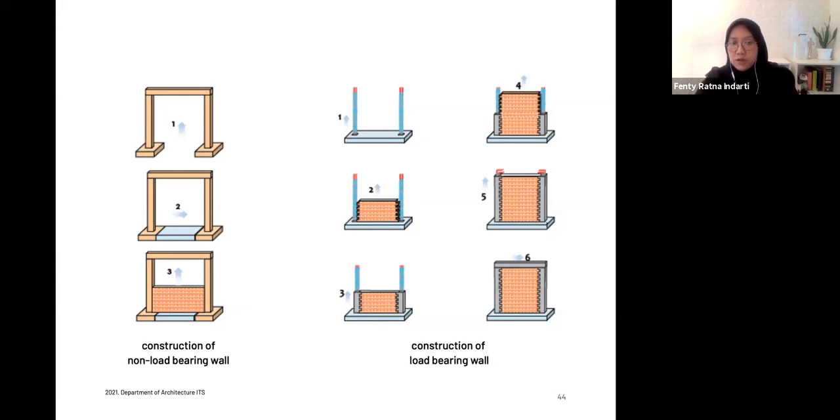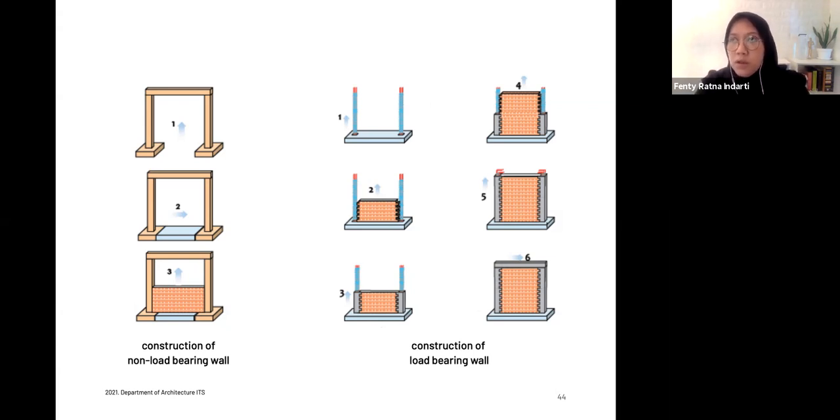So first, for a non-load bearing wall, the columns and beams will be available first, followed by the filling of the brick. For the load bearing wall, you have to provide the reinforcement of the column first, followed by the brick, and then it builds up a long way, together with the brick.